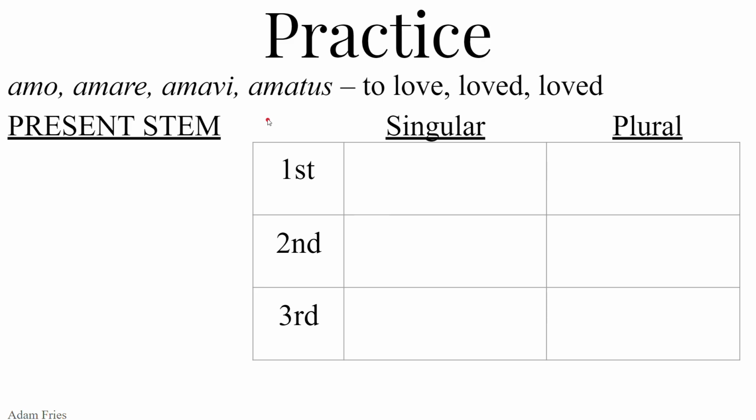All right, let's practice how to conjugate a regular verb in the present tense. So we have amo, amare, amavi, amatus. I love, to love, I loved, I have loved. So we have the principal parts. Before you conjugate any verb, you need to know the correct principal parts. Amo, amare, amavi, amatus. It is also helpful to know the correct principal parts in English.